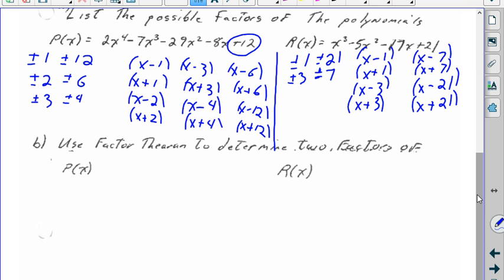Now, use the factor theorem to determine two factors. Remember, the factor theorem states that if you plug in one of these numbers into that polynomial and you get out 0, that is a 0 of that function. So I'm going to test p at 1.